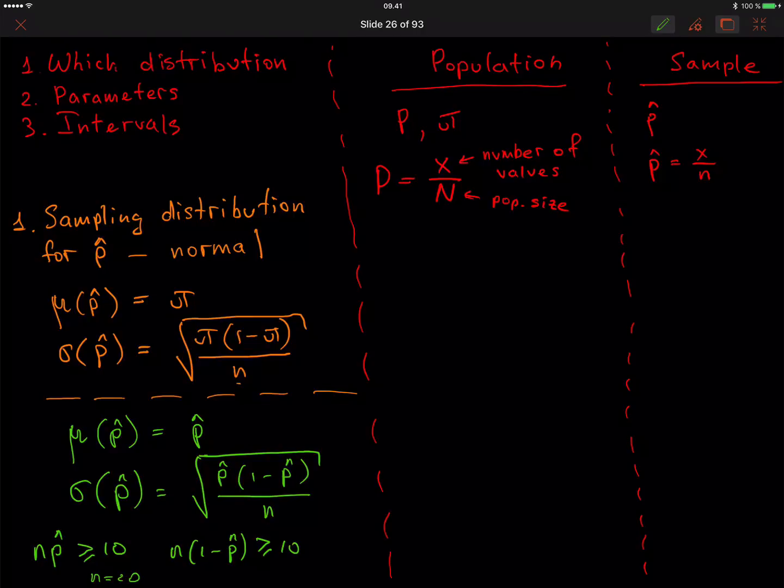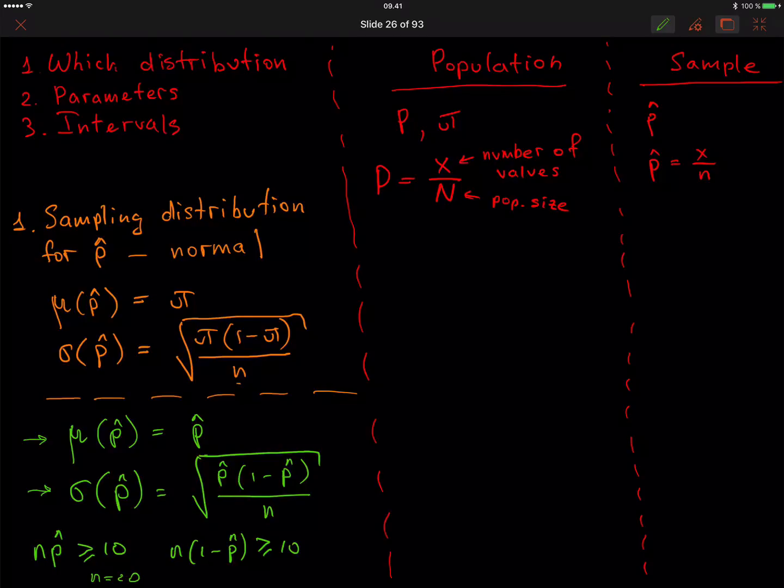Okay, so it means that n equal to 20 will work well for proportion 0.5. But for example, if you have proportion 0.3, then 20 times 0.3 is 6. So it's less than 10, so it will not work. You need a bigger sample size. Once again, we can use normal distribution and parameters estimated from a sample, but only if the sample size is large enough.